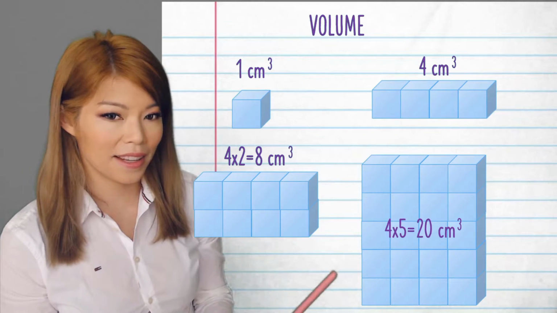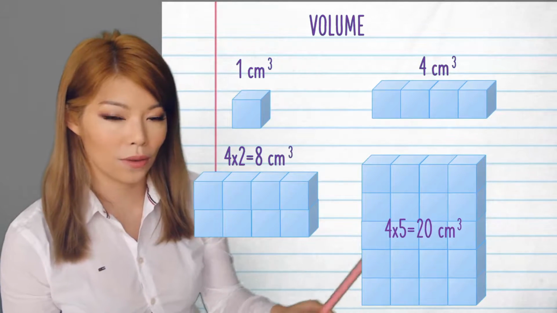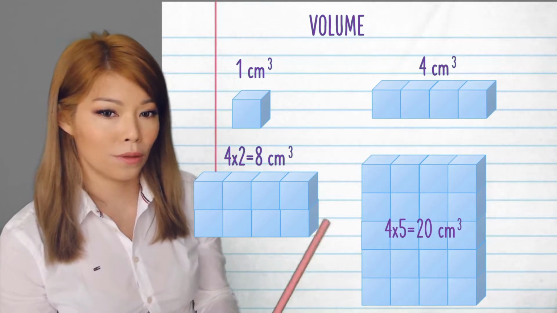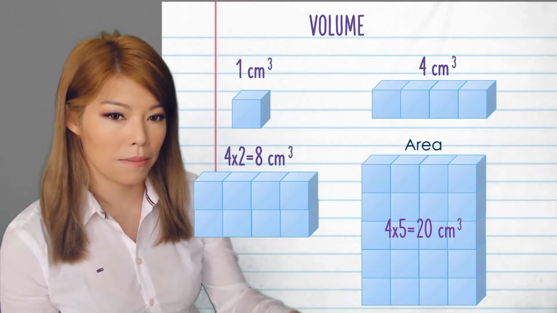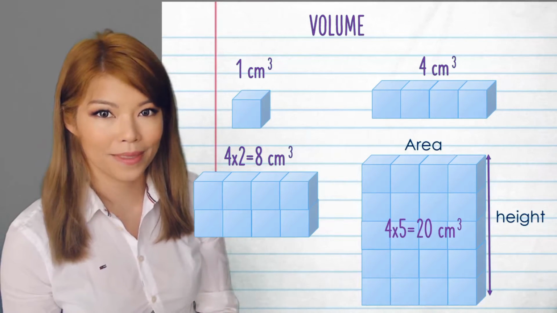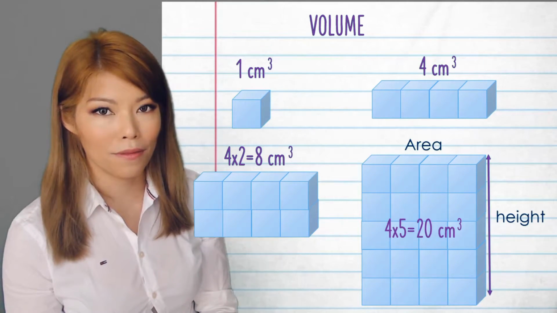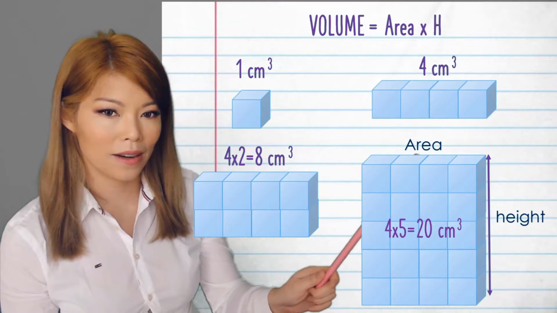I'm sure you didn't sit there and count 1, 2, 3, 4 slowly, but I'm sure you did 4 times 5. Or in other words, you took the area 4 and you multiplied it by height 5. So that's a quick way to work out the volume. So let's use that, area times height.